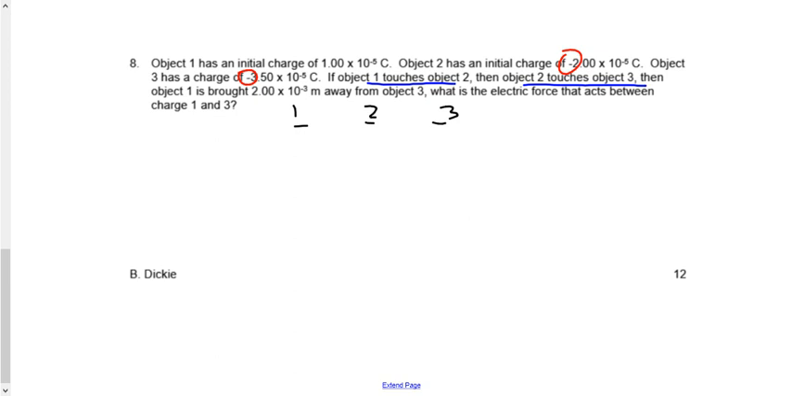1, 2, and 3. Number 1 has a charge of 1 times 10 to the minus 5. 2 has a charge of negative 2. And 3 has a charge of negative 3.5 times 10 to the negative 5 coulombs. All right, so now what happens? 1 touches 2. Let's circle those.